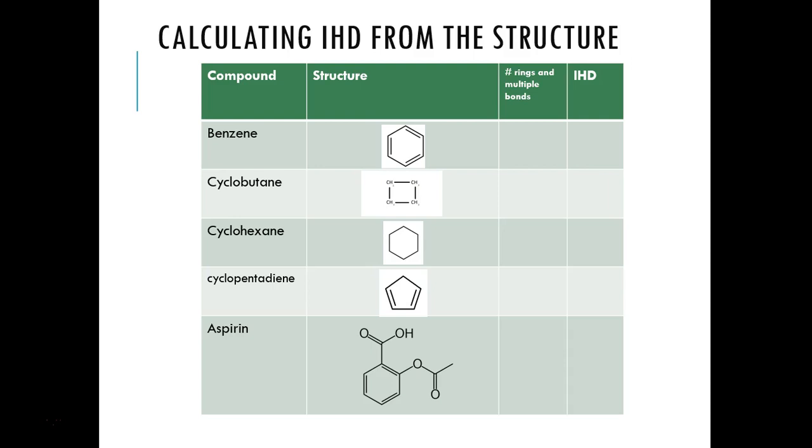Cyclobutane, just 1 ring, so 1 and 1. Same with cyclohexane. Cyclopentadiene has 1 ring and 2 double bonds, and then aspirin presents a really nice challenge because you don't have to use the skeletal structure to figure out the IHD, but then you can figure out the formula and double check your work, which is kind of a nice challenge using the skeletal structure. Okay, so this is pretty straightforward. It's really just counting at this point. Going back the other way is a little more challenging.